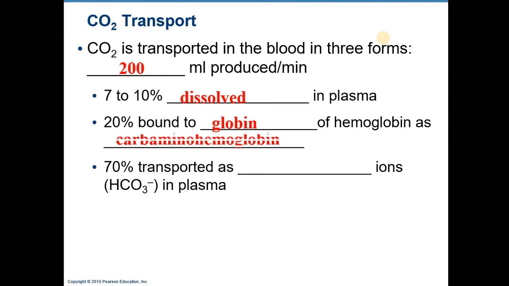Carbon dioxide is also transported in the blood. Some of it dissolves in plasma. You have a small amount that is bound to hemoglobin, but it's actually bound to a different area than the oxygen. So it's not bound to the same area. And then you have 70% that's transported as bicarbonate, and that acts as a buffer. Bicarbonate ions act as a buffering system that helps keep things balanced in the body and keeps your pH levels correct.